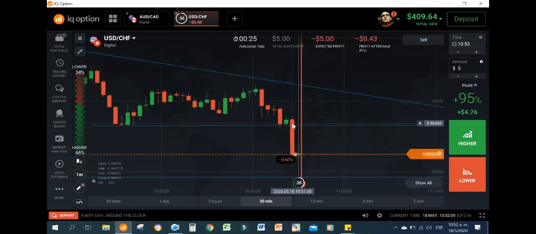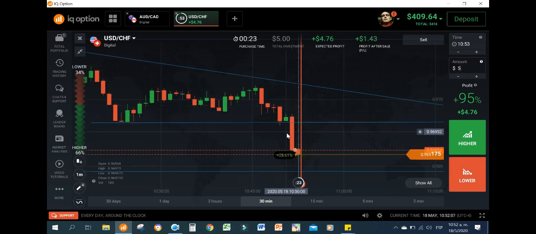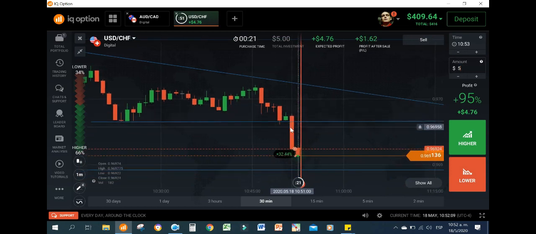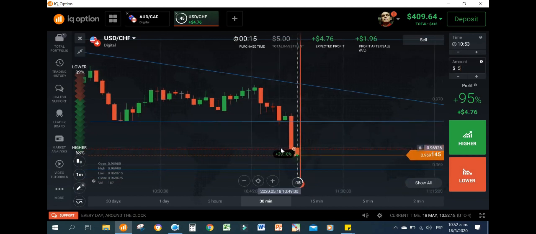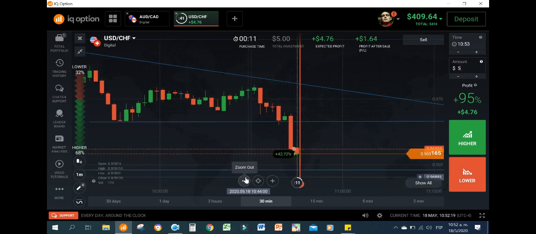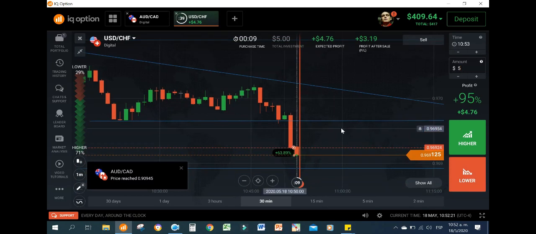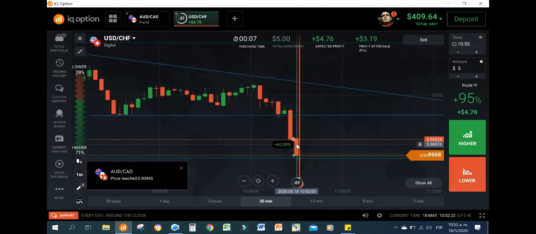Why did I enter this trade? Because of the breakout. The breakout is very clear, and it means it's strong. So it's very probable that the price goes to the next support level.